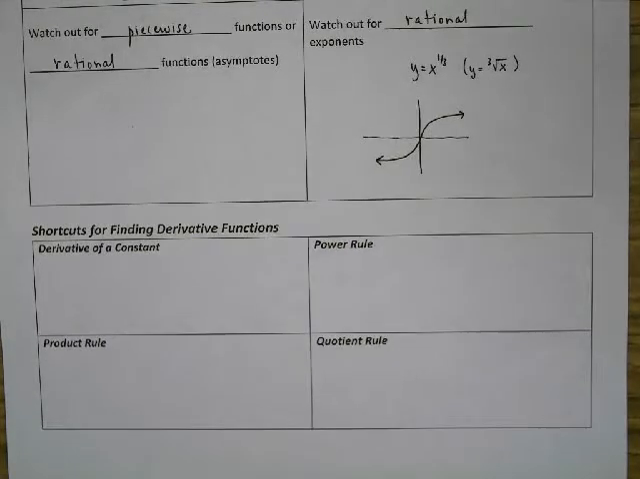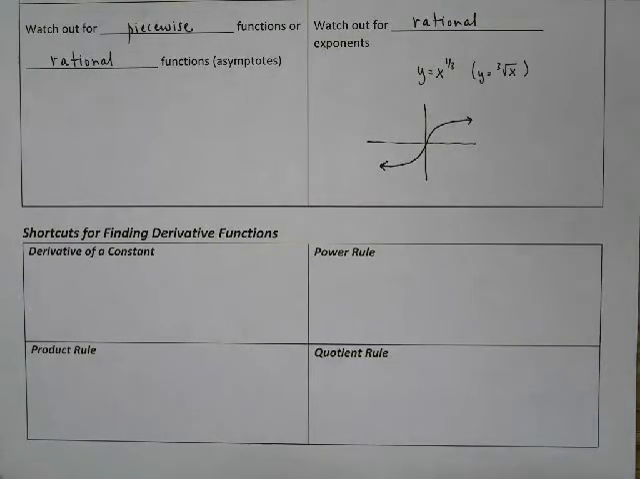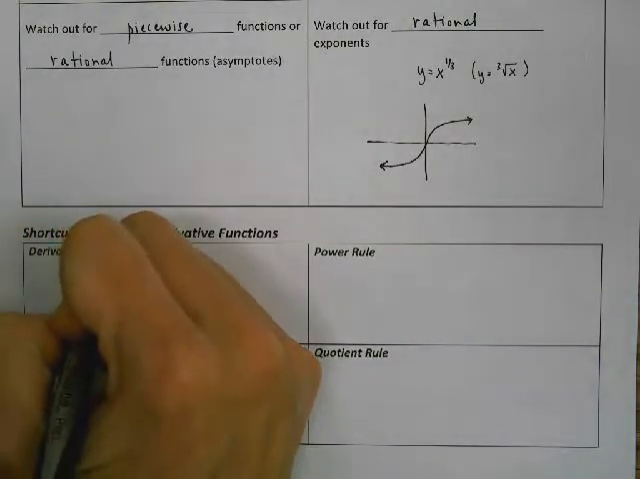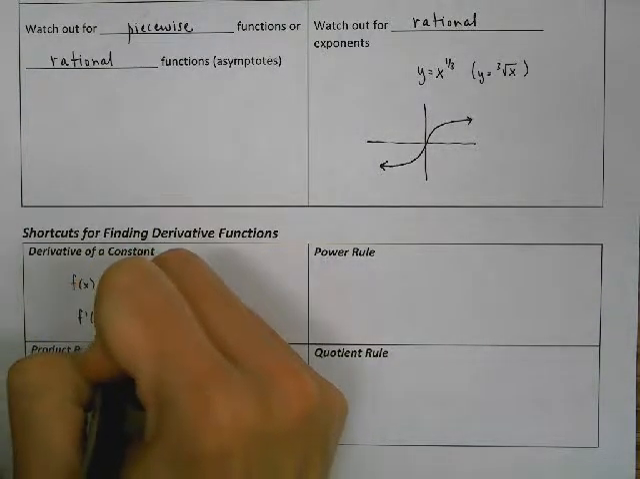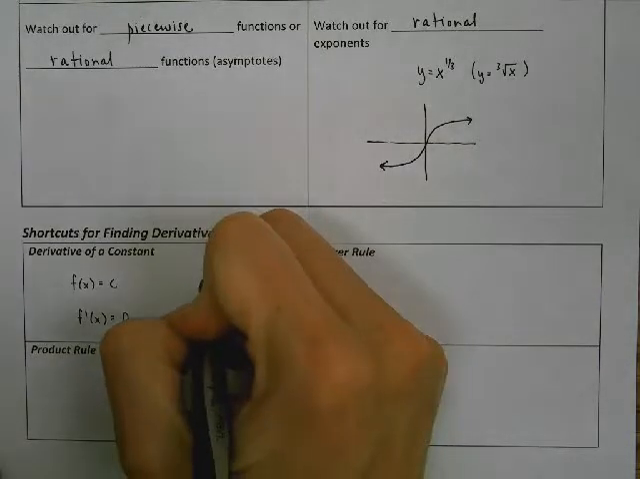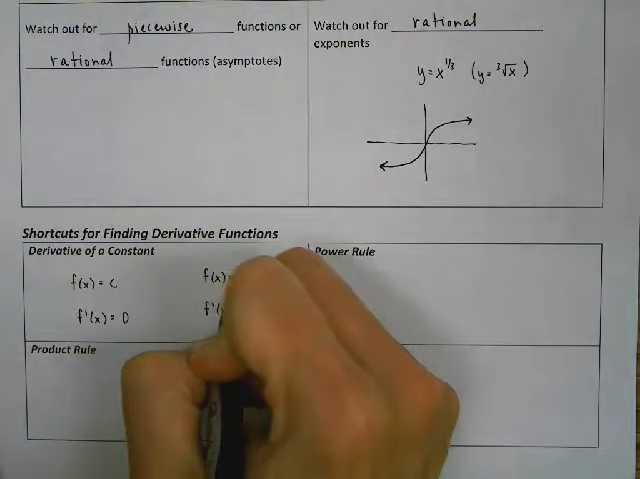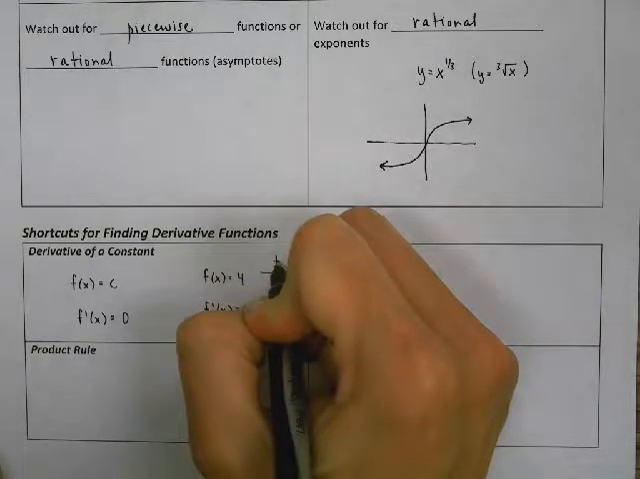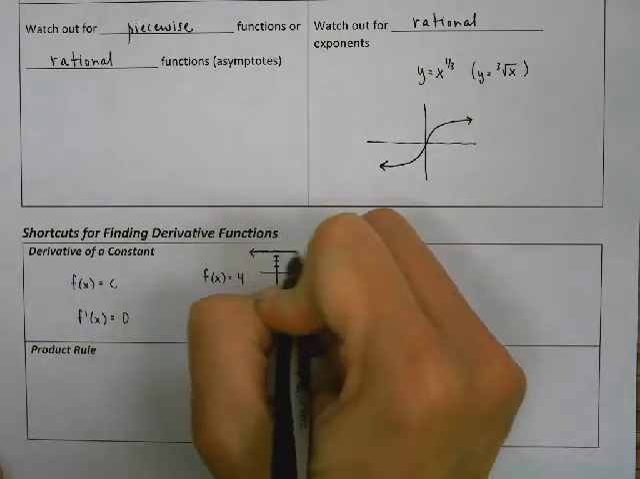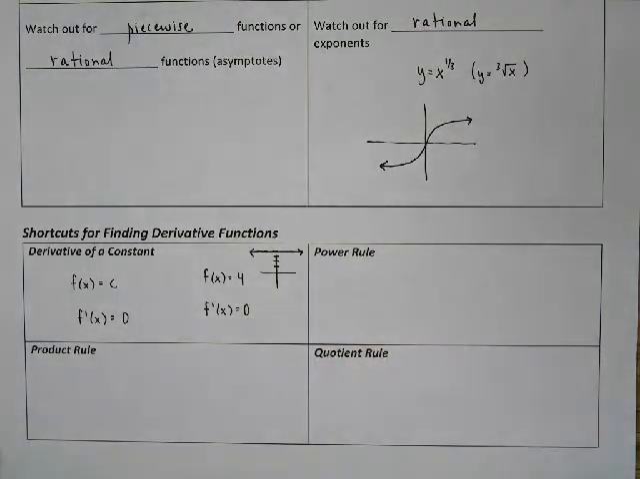So the only other part we're going to go over quickly are some of our derivative rules that we've learned so far. So our first shortcut is the derivative of a constant. So if our function f of x equals c, and c is a constant, we know that f prime of x is equal to 0. So for example, if f of x is equal to 4, we know that f prime of x is equal to 0. And again, that's just because if we think of this graphically, f of x equals 4 is just a horizontal line, and we know the slope of that horizontal line is equal to 0.